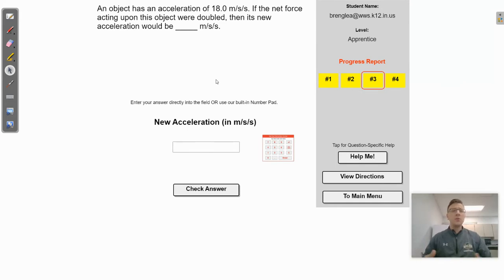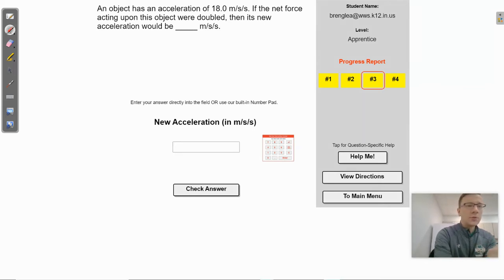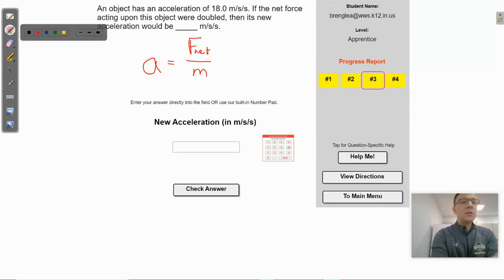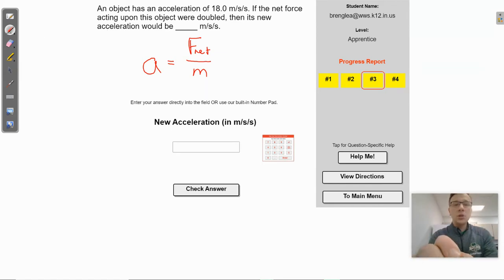Okay, so this says an object has an acceleration of 18 meters per second squared. If the net force acting upon this object were doubled, then its new acceleration would be. The first thing is that you have to understand that this is the equation that we're using. Acceleration is equal to net force divided by mass.